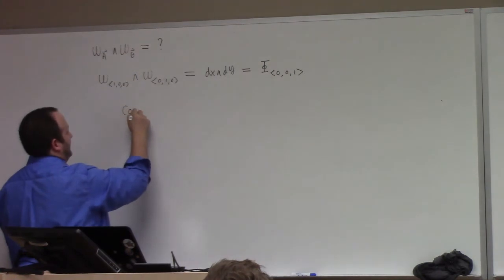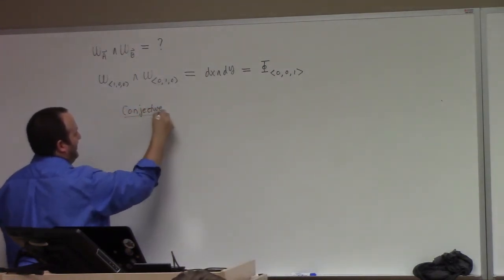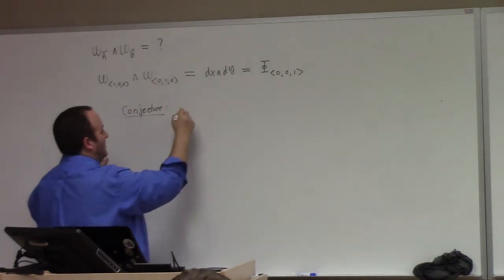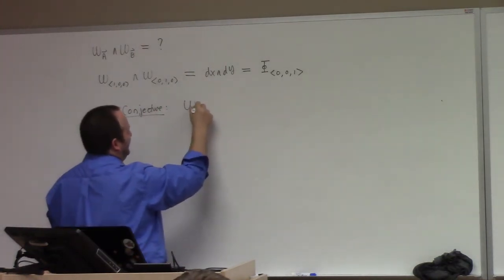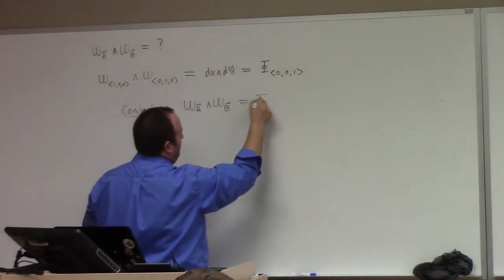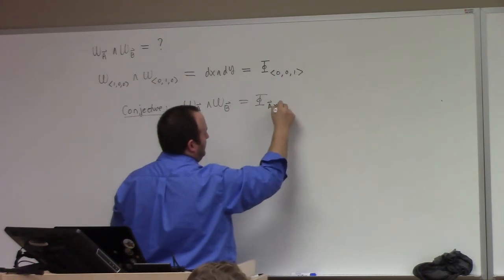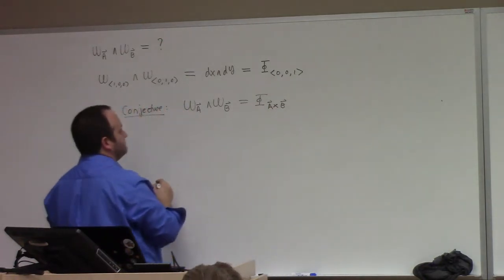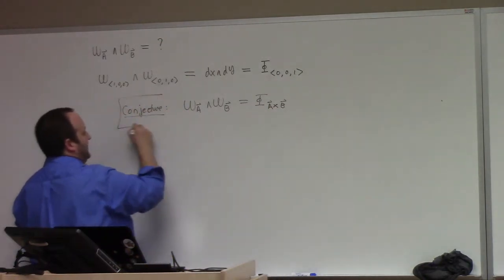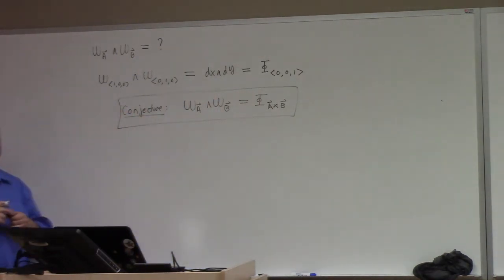Yeah, so conjecture. I mean, if it worked for one pair of vectors, it must work for all, right? But yes, omega A wedge omega B is the flux form of the cross product of A and B. In fact, this conjecture is true, but I will leave the proof to your homework.